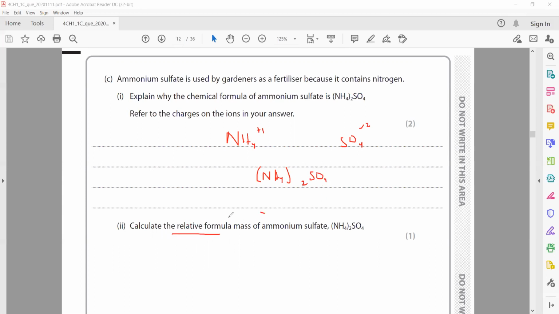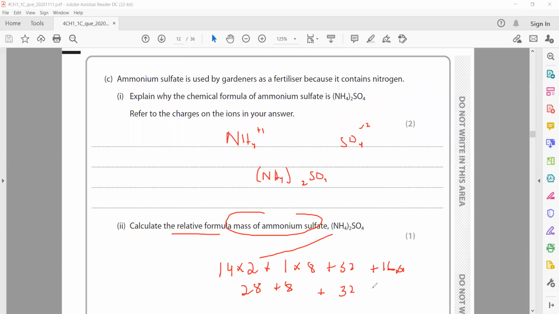What is the relative molecular mass of ammonium sulfate? Relative molecular mass means just the mass of the molecule. So nitrogen is 14 multiplied by 2, plus hydrogen is 1 multiplied by 8, plus sulfur is 32, plus oxygen is 16 multiplied by 4. So 28 plus 8 is 36, 36 plus 32, so it will be 68, and 68 plus 64, so that's 132.